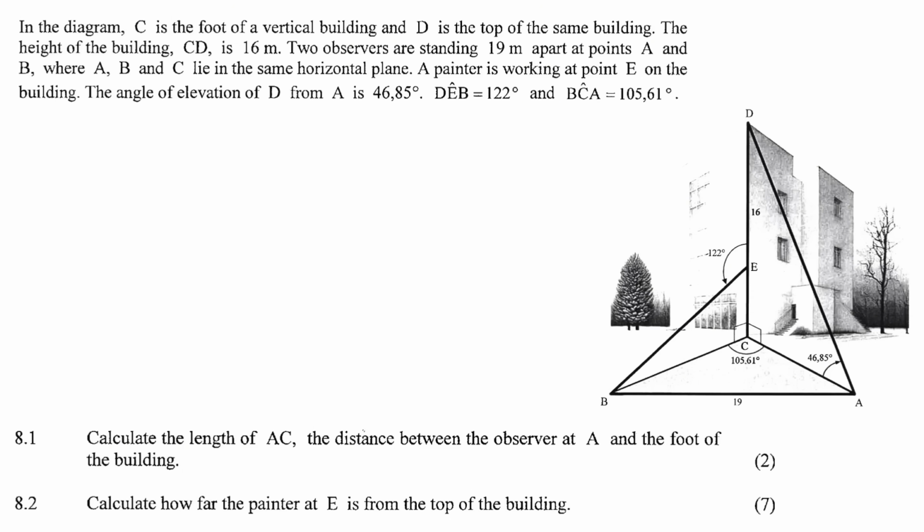In the diagram, C is the foot of a vertical building. It's nice that they're actually putting the building in the background, because learners often struggle to visualize. That's quite nice.